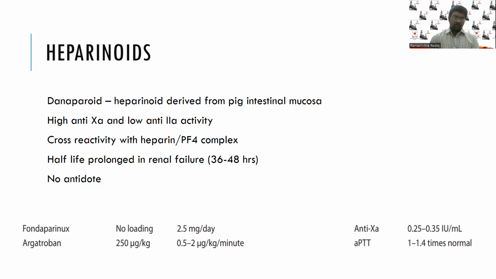Another anticoagulant, a direct factor 10 inhibitor, is fondaparinux. When you are using fondaparinux, there is no need to administer any loading dose. You can administer a daily dose of 2.5 mg per day for achieving anticoagulation. And when you are using fondaparinux, you need to monitor anti-10A levels, and the target is to keep 10A within 0.25 to 0.35 international units per ml.